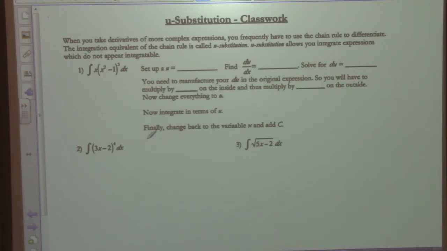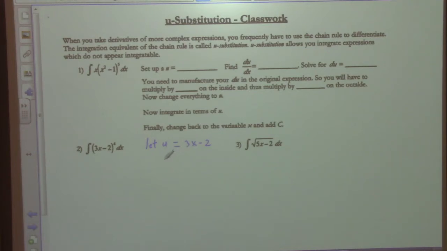We say let U equal what? To simplify this whole thing. So we're going to let U equal 3x minus 2. Usually it's going to be the most complicated looking thing in the function, or it's going to be something that can be used to cancel something else. And so what's our next step to this?